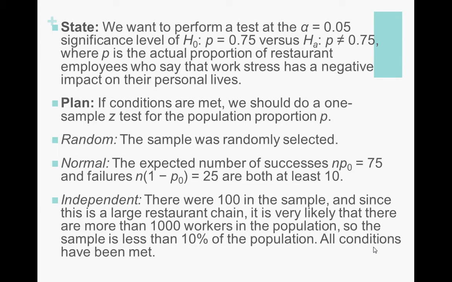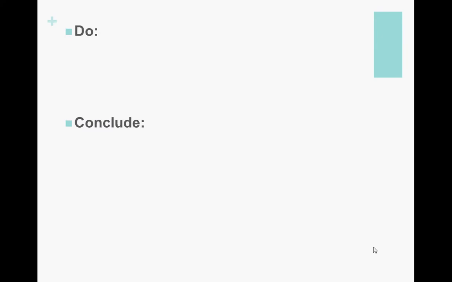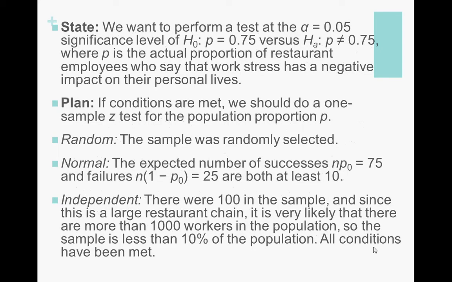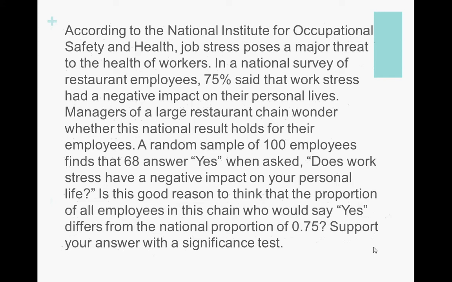Do and conclude. Do. The sample proportion is... it did not show up. Sorry, I don't know why the equation is not there, but the sample proportion is 0.68, because you do 68 over 100. And the corresponding test statistic, which you should show your formula for, is negative 1.62. So 1.62 standard deviations below the claimed mean.